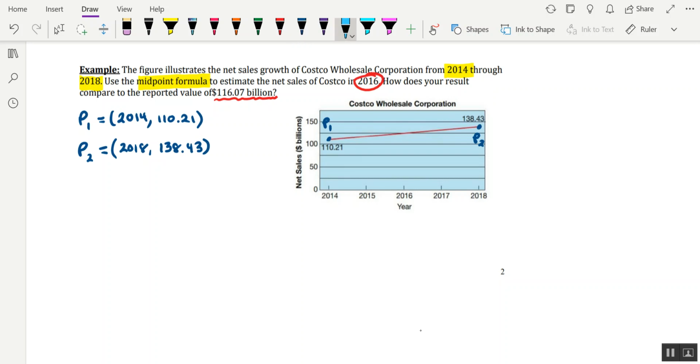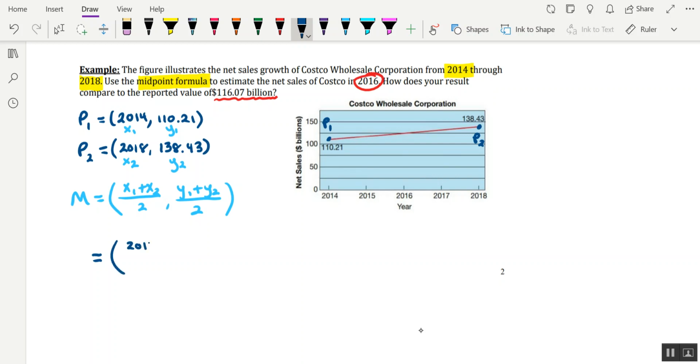Now recall the midpoint formula. The midpoint formula is essentially an average of the x-coordinates and the y-coordinates, so here's the generic version of it. x1 plus x2 all over 2, comma y1 plus y2 all over 2. Looking at the point P1, we can consider 2014 the value of x sub 1, which would mean 110.21 is the value of y sub 1, and likewise 2018 is x sub 2, and 138.43 is y sub 2. From there, we'll just plug these values into the formula.